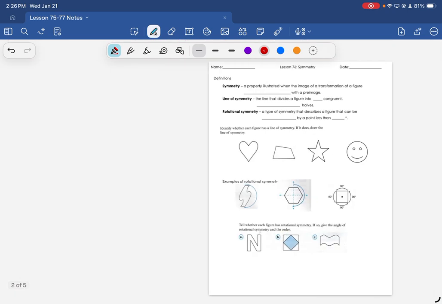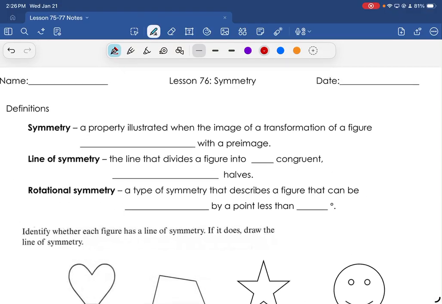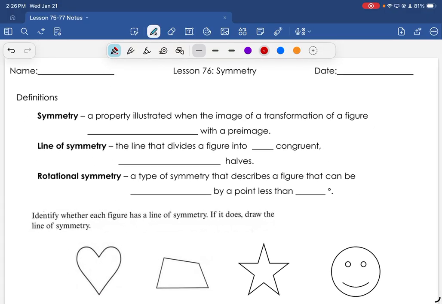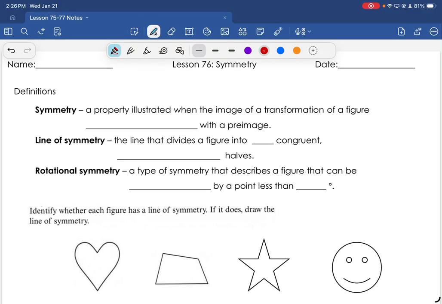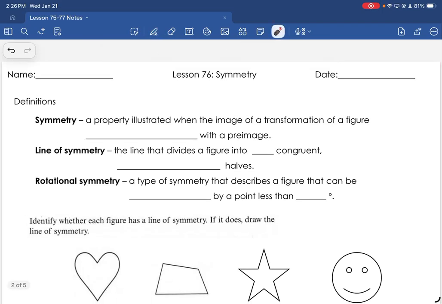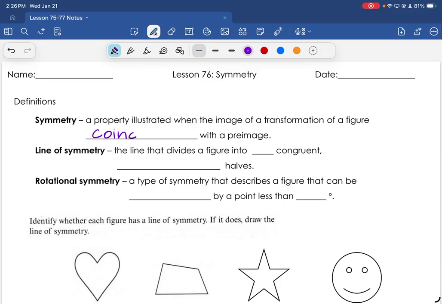Lesson 76 is something you've been studying since first grade. Symmetry. We're going to expand on it just a little, but not much. So first, let's start off with some definitions. Symmetry is a property illustrated when the image of a transformation of a figure coincides with the pre-image. So that first blank is coincides.